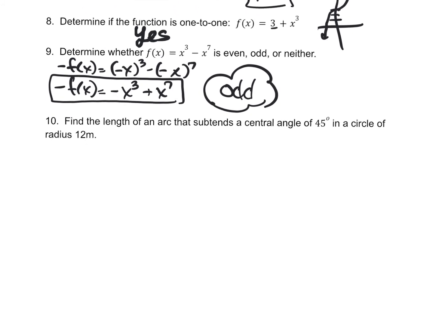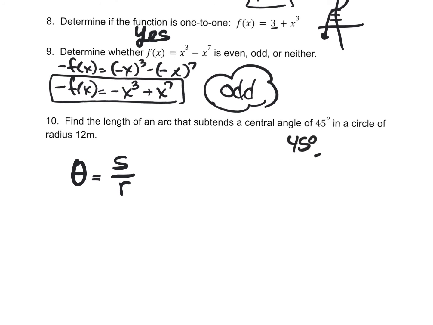Number 10, find the length of an arc that subtends, that's our favorite word, a central angle of 45 degrees. This is my formula for the arc length, with radius and theta. Remember, this only works if you have a radian. So I'm going to take this 45 degrees first and change it to radians by dividing and putting pi with it. It's going to give me pi over 4. So that's my angle, pi over 4.